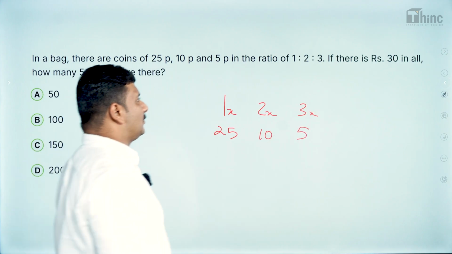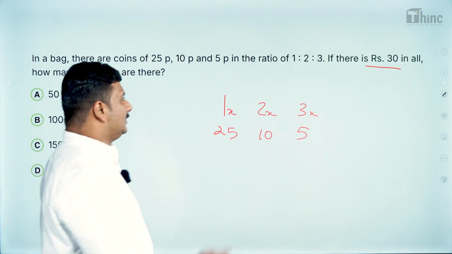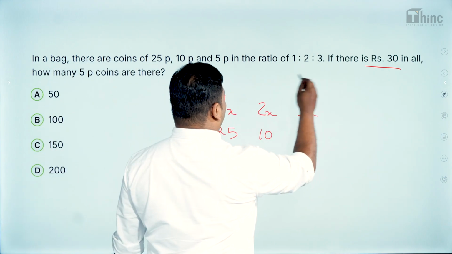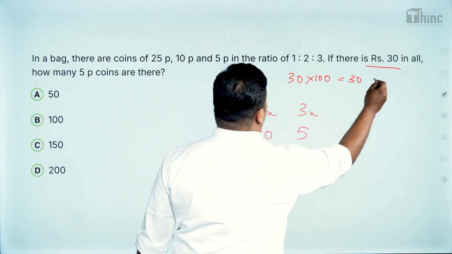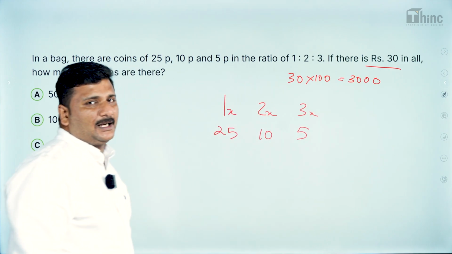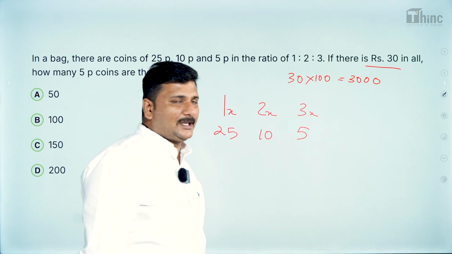And in total it's rupees 30. So if you convert 30 rupees into paise, how much will it be? We know that 1 rupee is 100 paise. So 30 rupees means 30 into 100, which is 3000 paise, right? So if you add all the paise, it will be 30 rupees or 3000 paise in total.